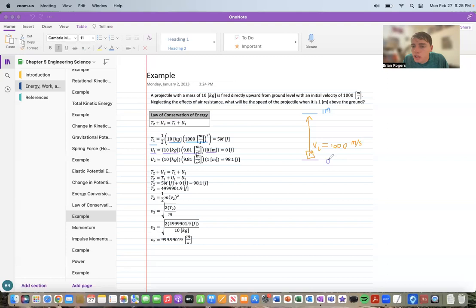So it's originally at 0 meters. So it's not at any height. It doesn't have any potential compared to its surroundings. So it's at 0 right now. And so the final, it's going to be at 1 meter. So it's going to have potential. It's going to be at a specific height.